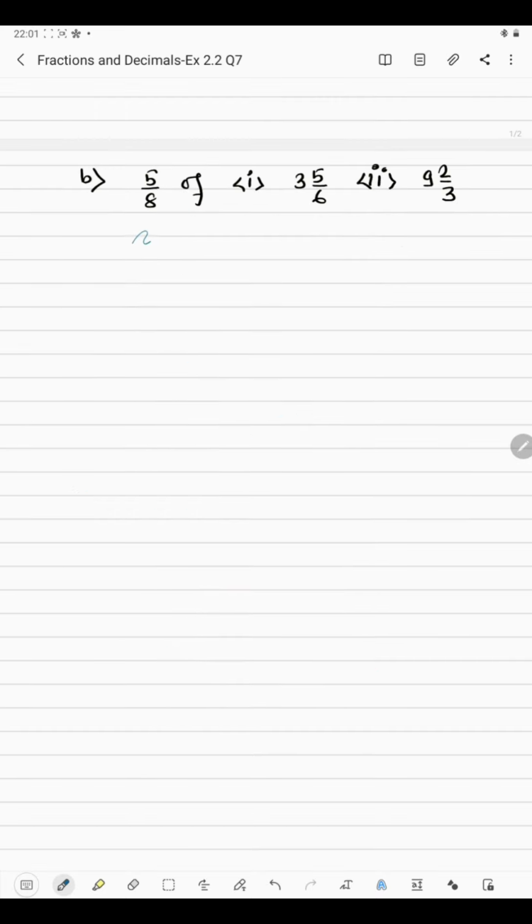Now in the B part we have 5 by 8 of 3 5 by 6 and 5 by 8 of 9 2 by 3. So at first we will find 5 by 8 of 3 5 by 6. Now "of" means into, so 5 by 8 multiplied by, here we will have to convert it into improper. So 3 6s are 18, 18 plus 5 is 23 by 6.